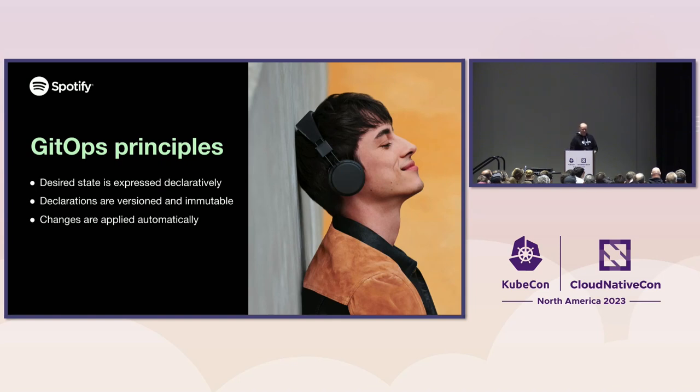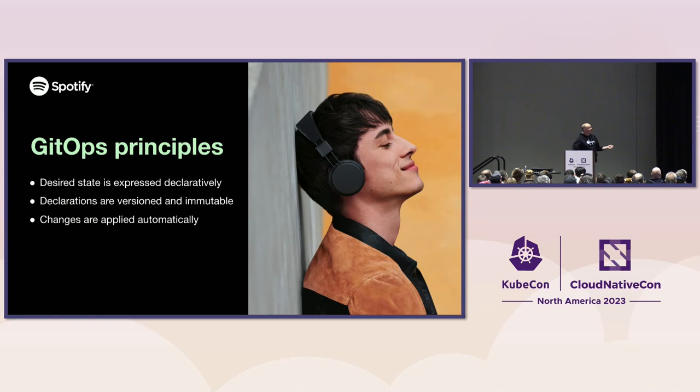So in addition to the prescriptive workflow, there's a few basic principles that must be followed for GitOps. These are almost self-evident from the name, but worth going over. So first, we must be able to express the desired state declaratively. That means I can describe the infrastructure I want in a file so that I can store it in Git.